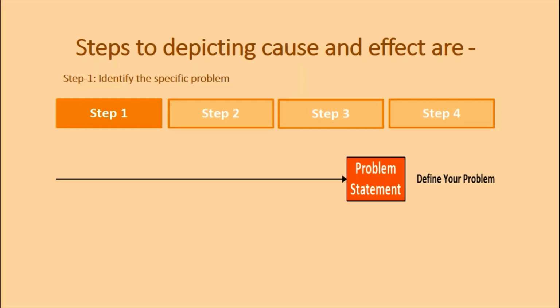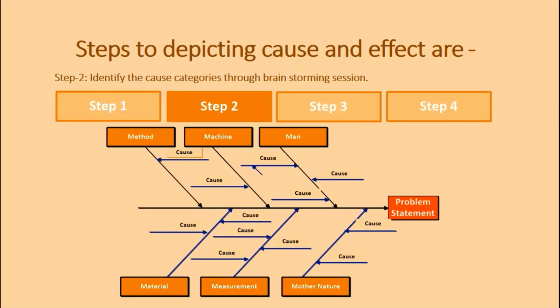So to create a fishbone diagram, first of all you have to draw a straight line, and at the right end you have to write your problem statement, or you have to define your problem. And the second step would be to identify the causes of your problem, and you have to identify the categories of your causes.